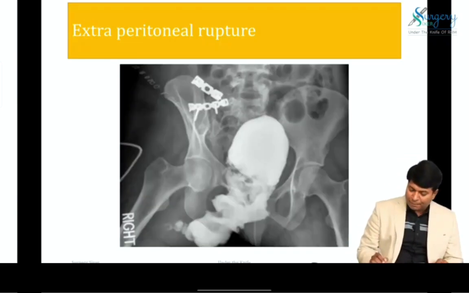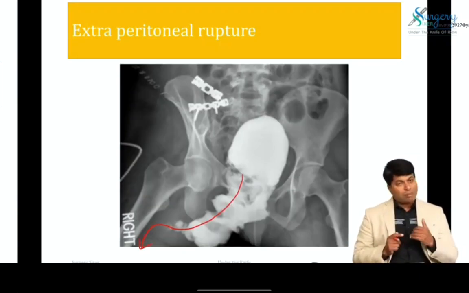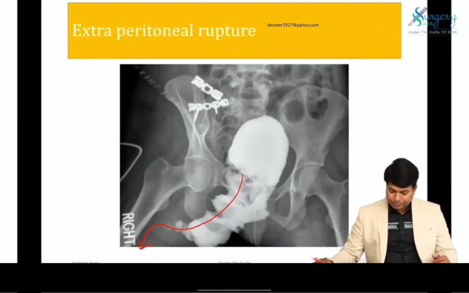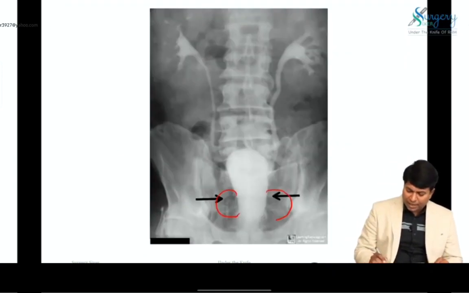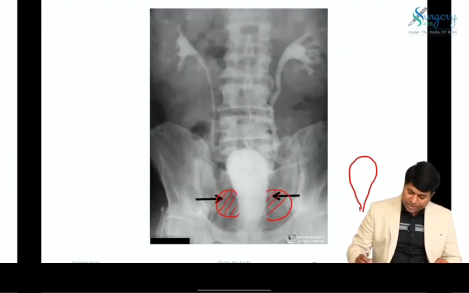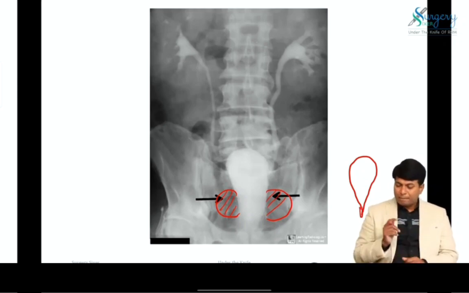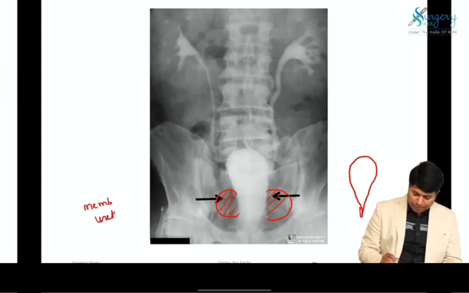So this is an extraperitoneal rupture of bladder. The urine is extravasating out. Extraperitoneal rupture of bladder on a cystogram. You can see this is a hematoma located here, compressing the bladder, and the bladder is having an inverted tear-shaped appearance. Where will you get this inverted tear bladder? In case of membranous urethral injury. Very good. Membranous urethral injury.